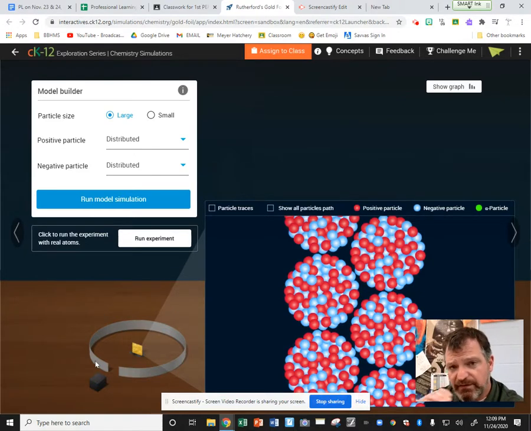We were looking for most of those green light things to go through the gold foil, but some of them need to ricochet back at us. So let's start here. Let's see what this one looks like. We got large particles and evenly distributed throughout. Let's see what happens. This is basically showing J.J. Thomson's experiment, if he's correct.